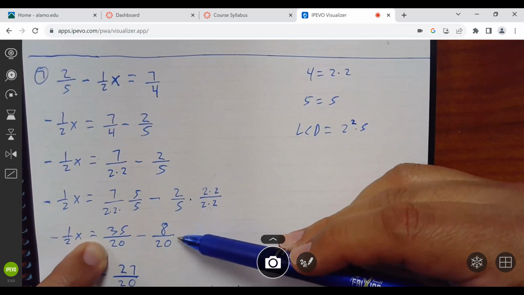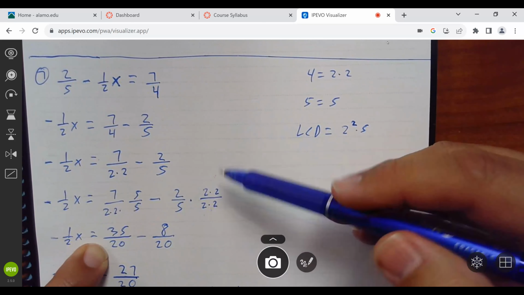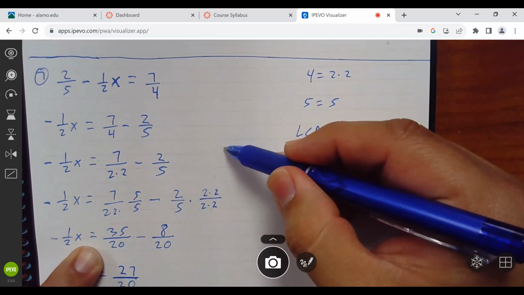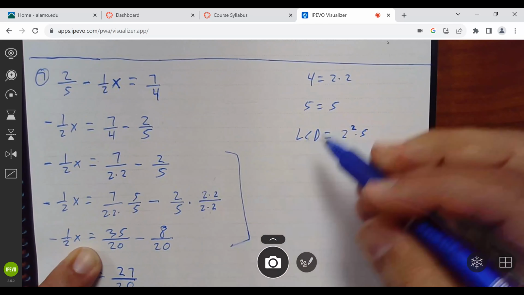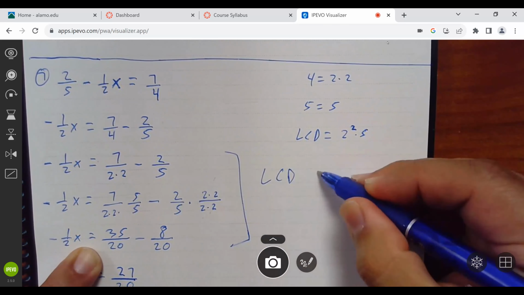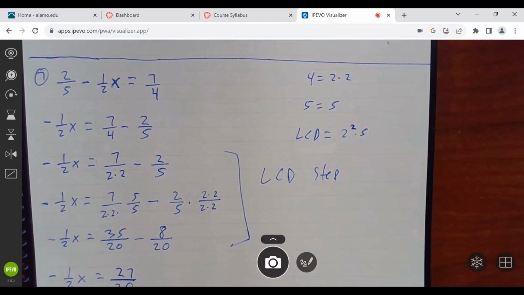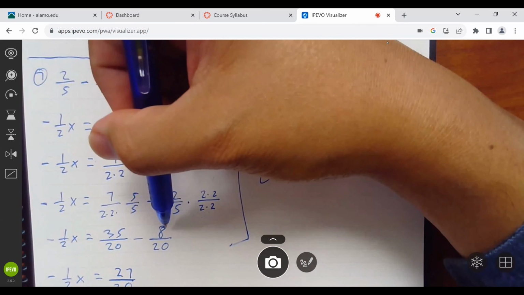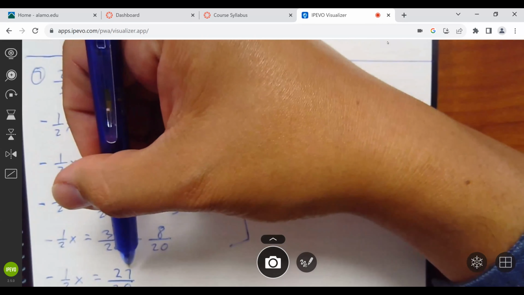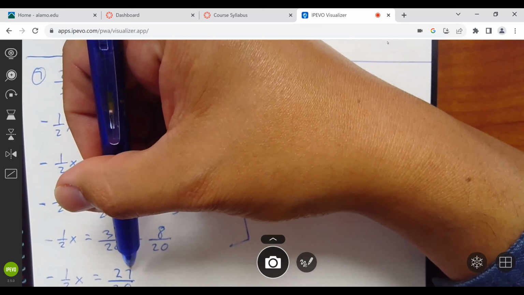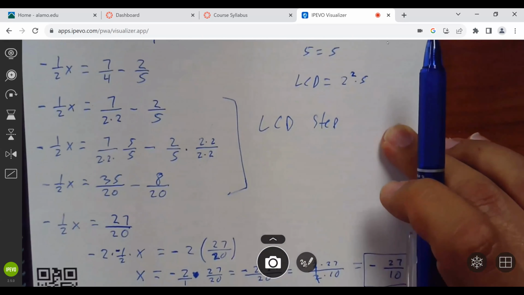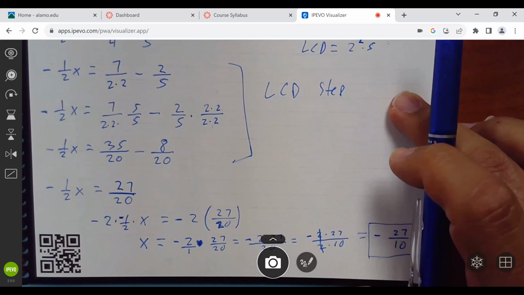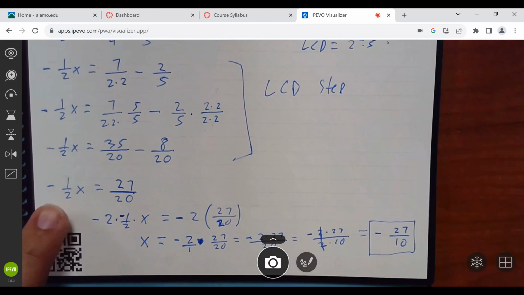Now you can subtract. This step right here is the LCD step. We're adding and subtracting fractions. After that, 35 minus 8. Right there. Alright, finally the fraction step is done. Now just solve for x.